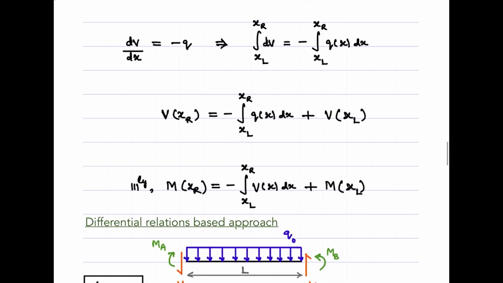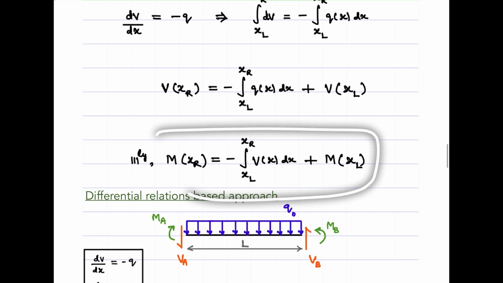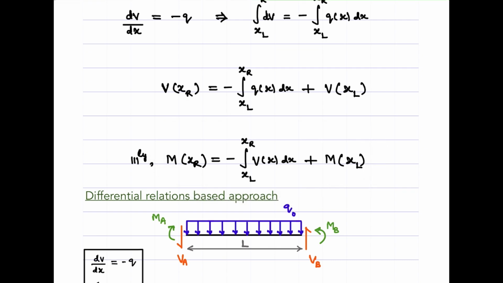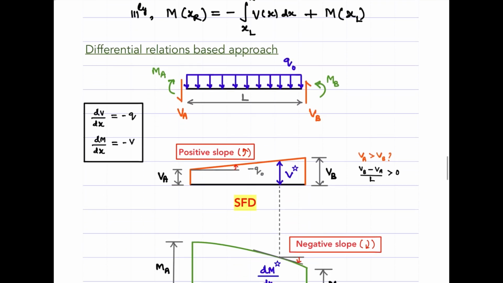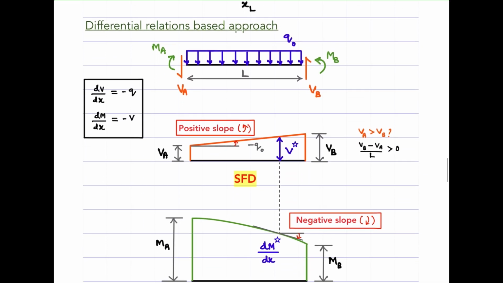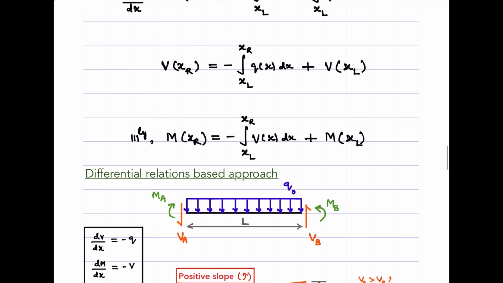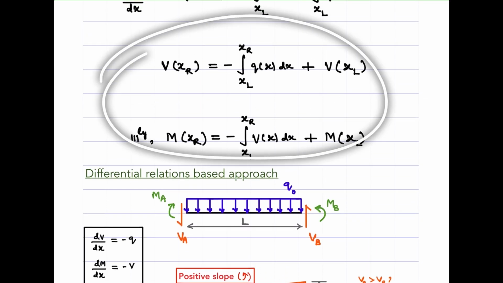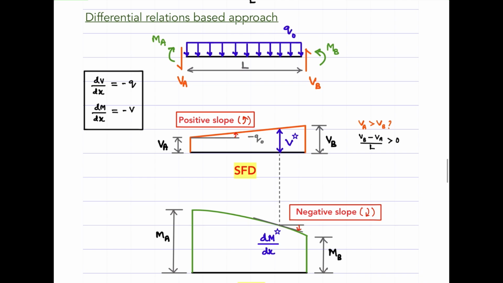The same logic applies to this expression. You can integrate it and you will finally get this expression. This again says if we want the value of bending moment at the right hand, you take the value of the bending moment at the left hand, and to that you add the area under the shear force diagram. That's what it says. So one can draw the SFD and BMD using the area under the curve approach, or one can also use this expression as such and relate it to the derivatives, the slope of the tangent.